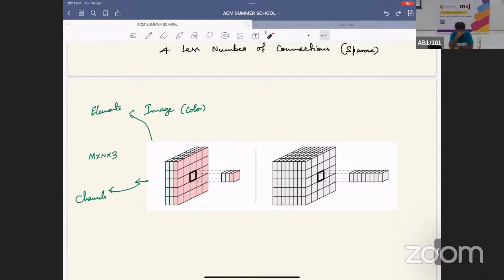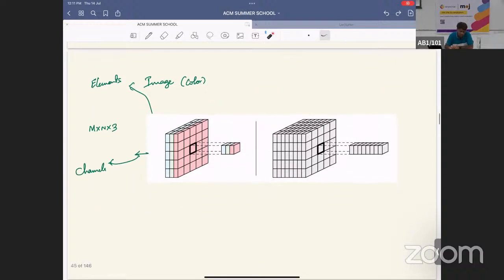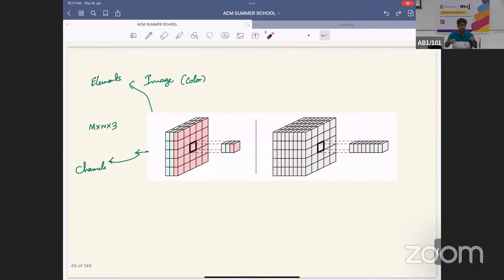Now let's introduce some notation before proceeding further. An image, if it is a grayscale image, is a 2D thing, right? But if it's a color image, it has 3 channels, red, green, blue, right? Let's use the same terminology of channels to specify how many of those 2D arrays are stacked. It's actually a 3D tensor. A color image is a 3D tensor, and a grayscale image is a 2D matrix, right?